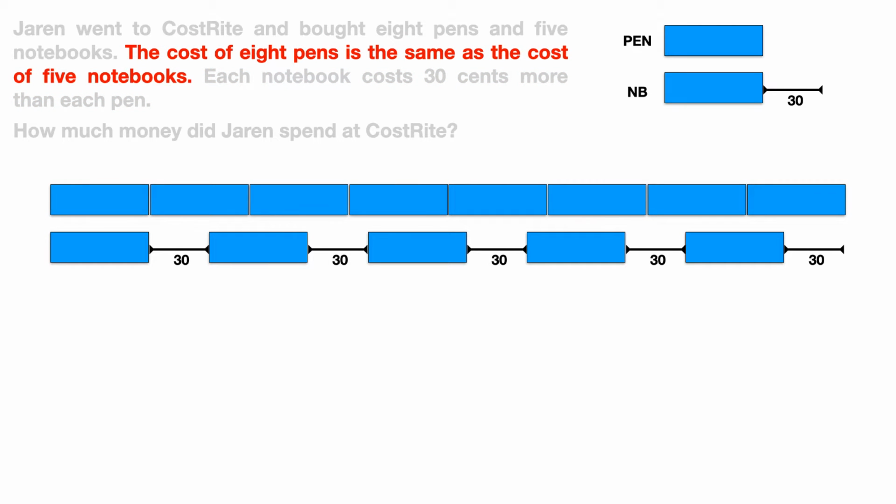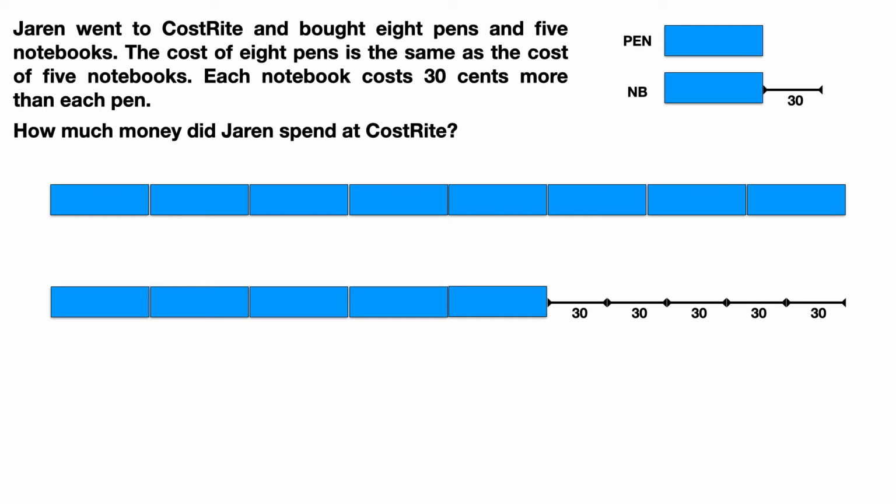Since the cost of 8 pens is the same as the cost of 5 notebooks, we can show equivalence by, quote, stacking representations for pens and for notebooks. And now if we do a little bit of rearranging for the notebook representation, we can see that 3 blue bars is equivalent to 5 copies of 30, meaning 150. And that 150 can be split fair share into each blue bar, and then that gives each blue bar a value of 50.